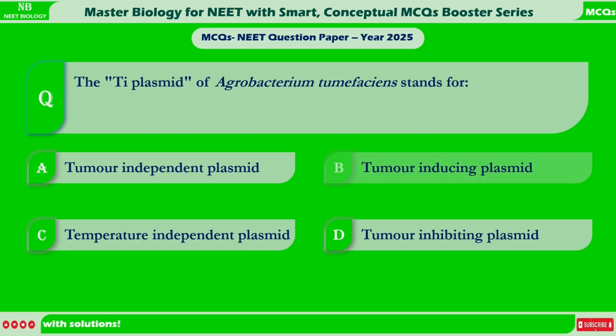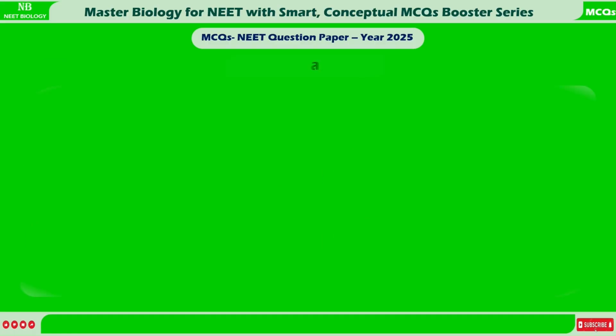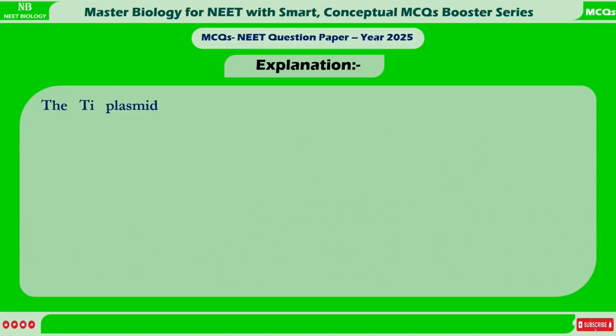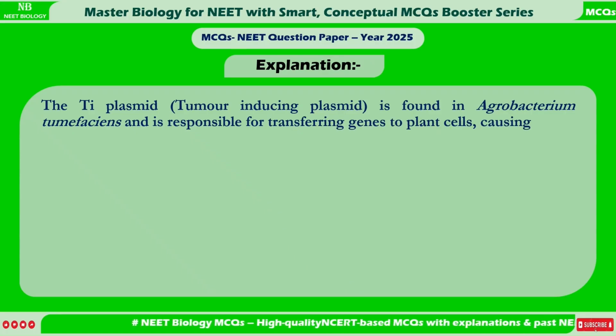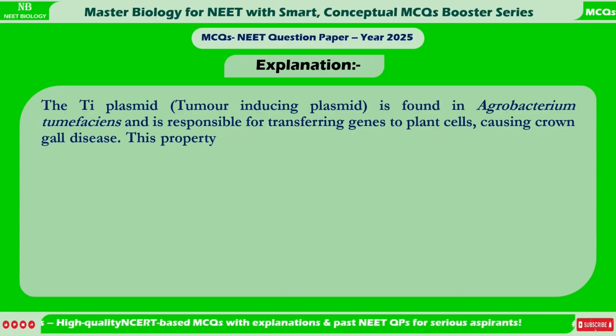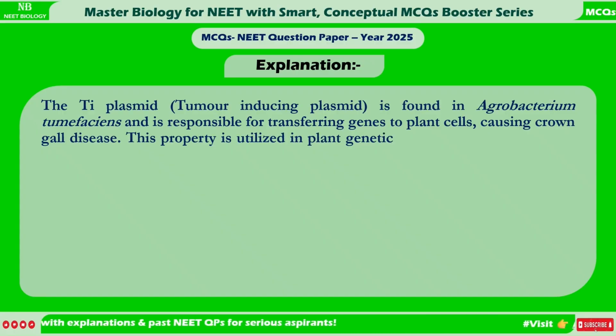Correct answer is B. Tumor-inducing plasmid. Explanation. The Ti plasmid, tumor-inducing plasmid, is found in Agrobacterium tumefaciens and is responsible for transferring genes to plant cells, causing crown gall disease. This property is utilized in plant genetic engineering. Other options are incorrect interpretations.